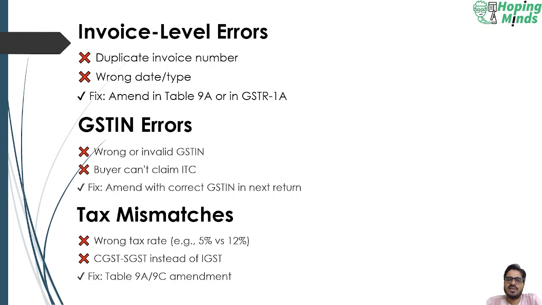Then tax mismatches, example, wrong tax rate like 5% instead of 12%. Then CGST or SGST instead of IGST, that is selecting the CGST or SGST instead of IGST tax. This can also be fixed in table 9A or 9C in the amendment section to GSTR-1 return.